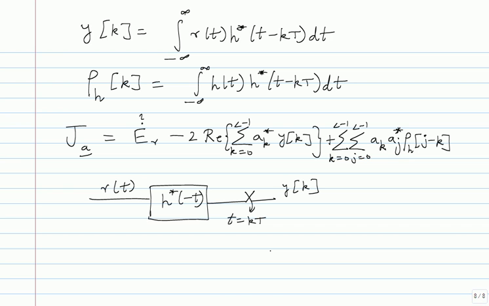So y of k can be found, and I'll talk more about rho_h of k in the next class. It's very important that you understand rho_h of k much more than y_k. Seems like a simple thing. We'll see that in more detail in the next class.